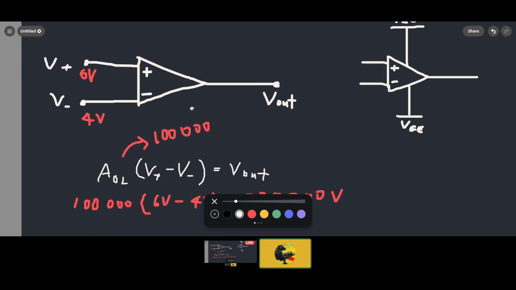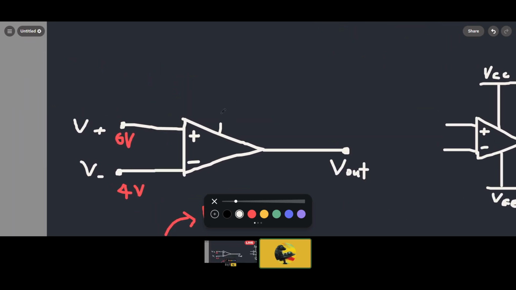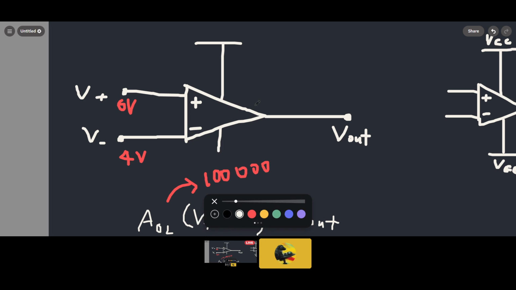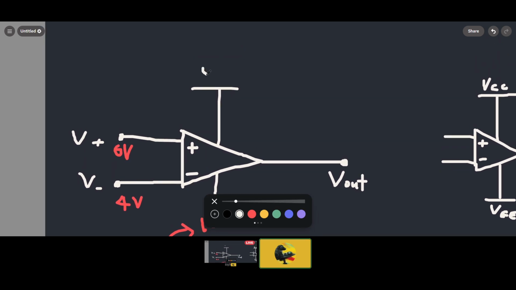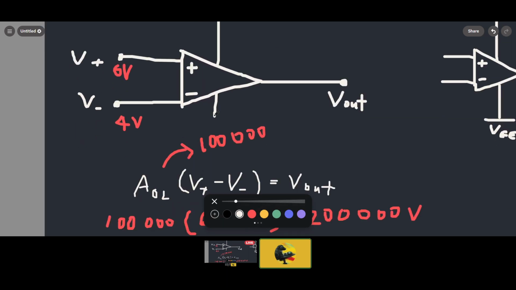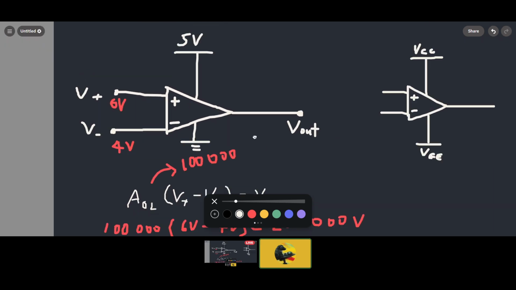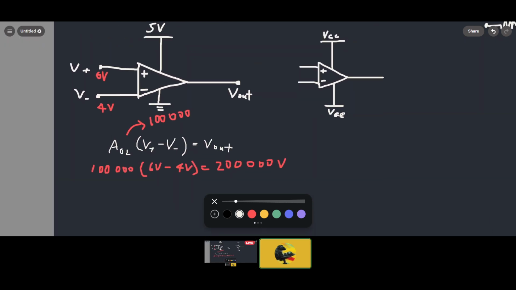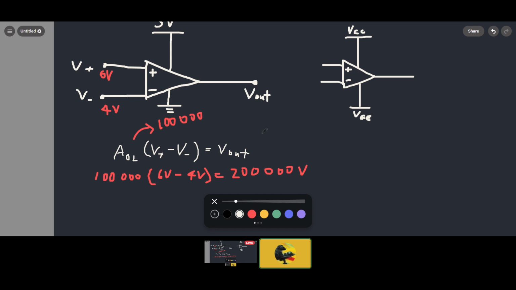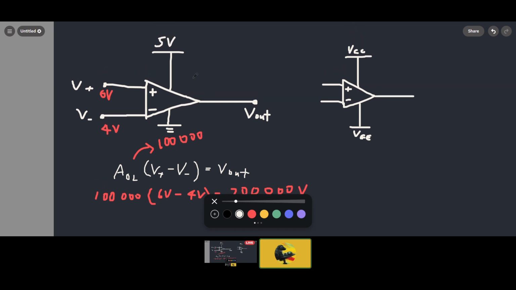So in here, let's add this into this op amp. Let's say our VCC is 5 volts, and let's say our VEE is ground, which is 0 volts. Okay, ground is 0 volts. So now we look at this. As I said, clamping already. Theoretically, it's supposed to be 200,000 volts, but it's being clamped by the 5 volts. You understand what I'm saying?